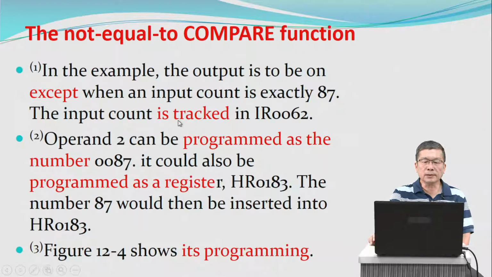The input count is tracked in input register 62. Operand 2 can be programmed as the number 87. It could also be programmed as a register, holding register 183. The number 87 would then be inserted into holding register 183.